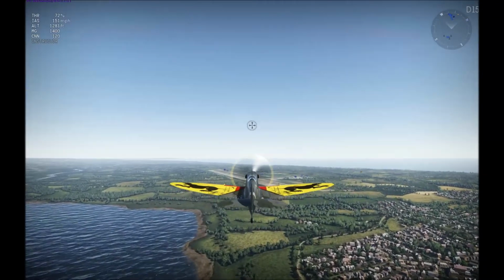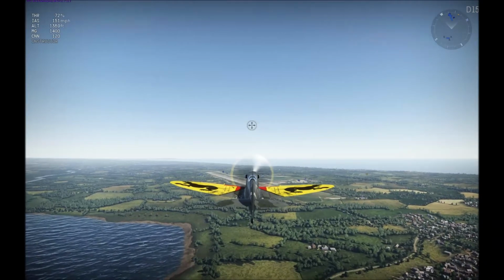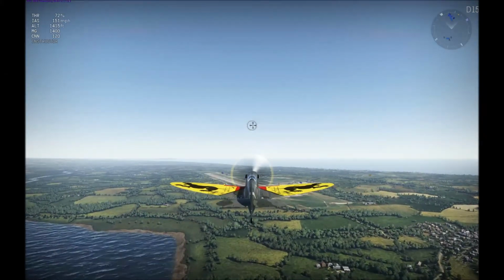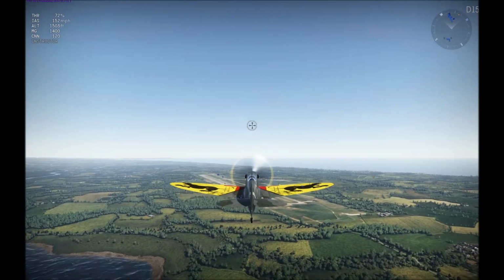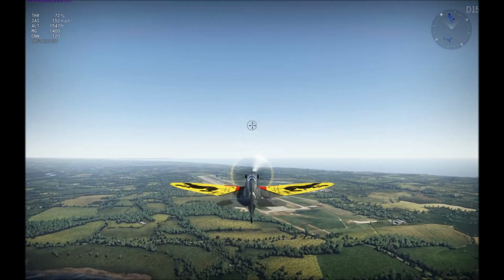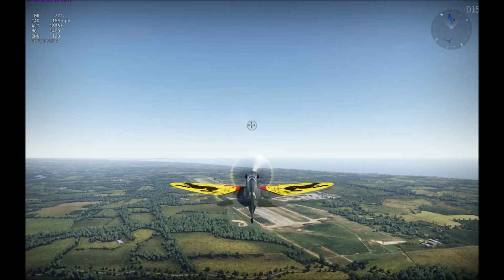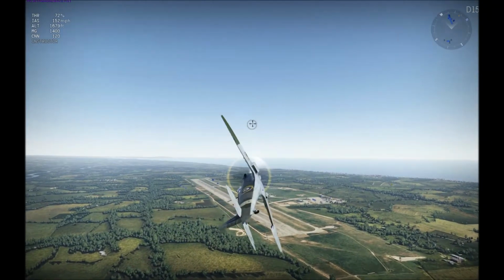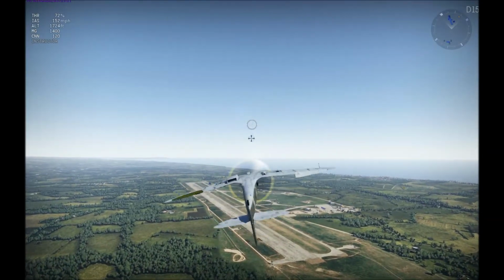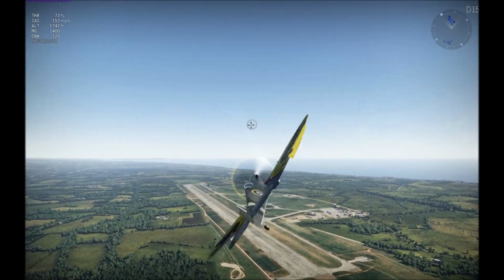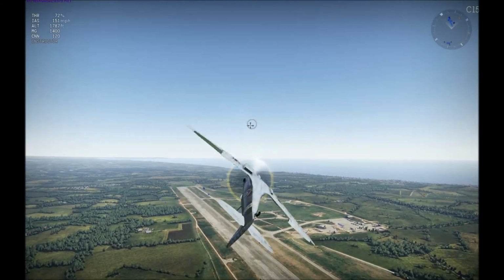And I said that one goes up and one goes down. So the first thing we're going to do is make the left aileron go up and the right aileron go down. And what this will do is it'll push the left wing down and the right wing up. And that's what it's doing. So the left wing is being pushed down, the right wing is being pushed up, and it's just rotating around the airplane.